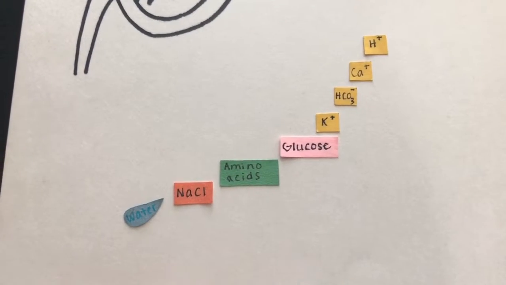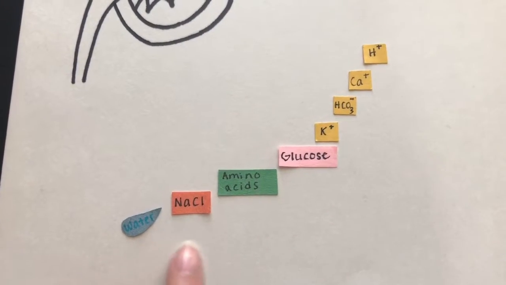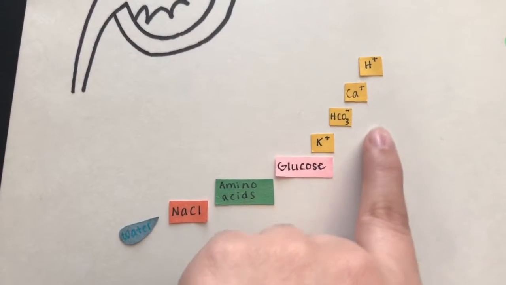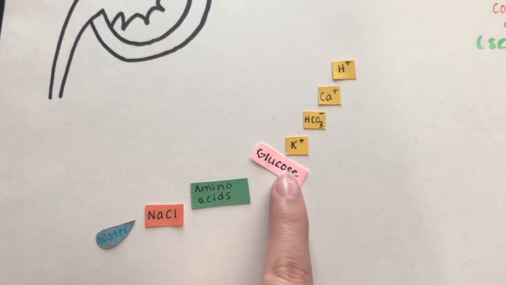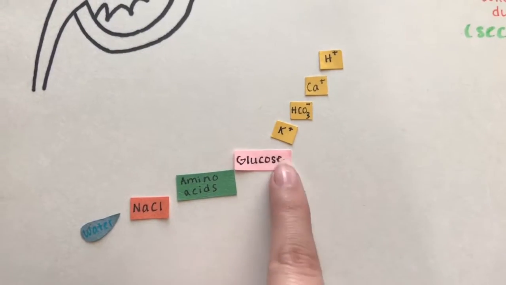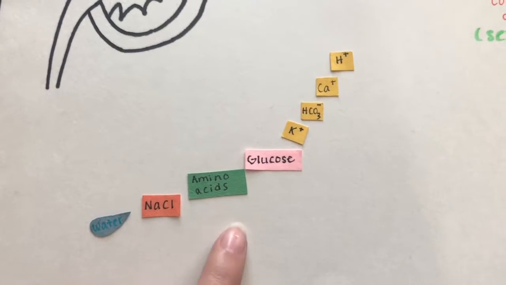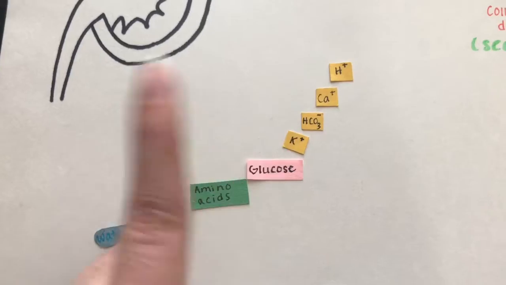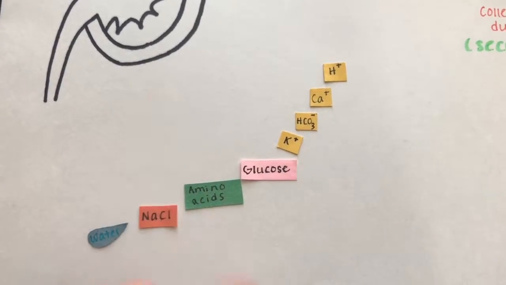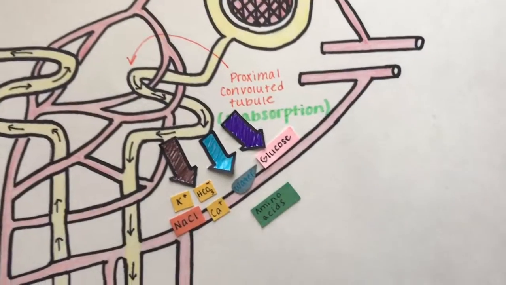So the filtrate is composed of a variety of ions such as potassium, sodium, calcium, hydrogen, and bicarbonate ions. It's also composed of glucose, water, and amino acids, but it should never be composed of protein or larger molecules such as red blood cells.